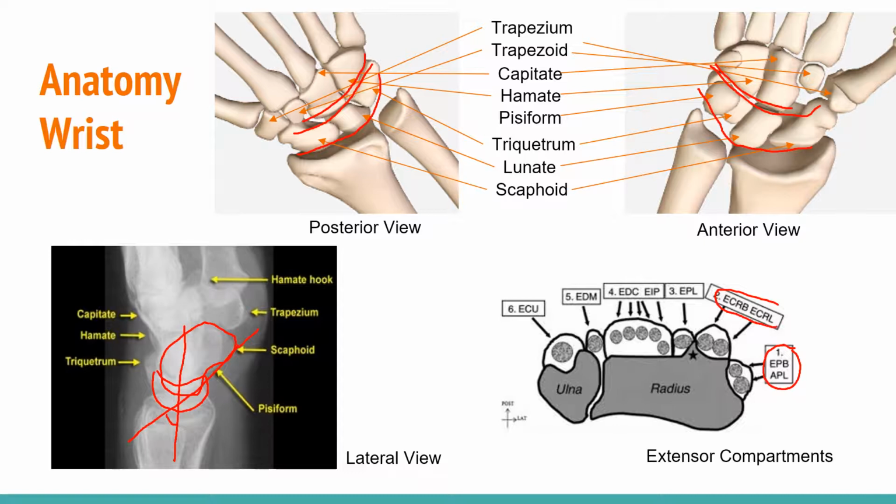The second compartment contains the extensor carpi radialis brevis and longus tendons. The third compartment contains the extensor pollicis longus tendon. The fourth compartment contains the extensor digitorum and extensor indicis tendons. The fifth compartment contains the extensor digiti minimi, and the sixth compartment contains the extensor carpi ulnaris.